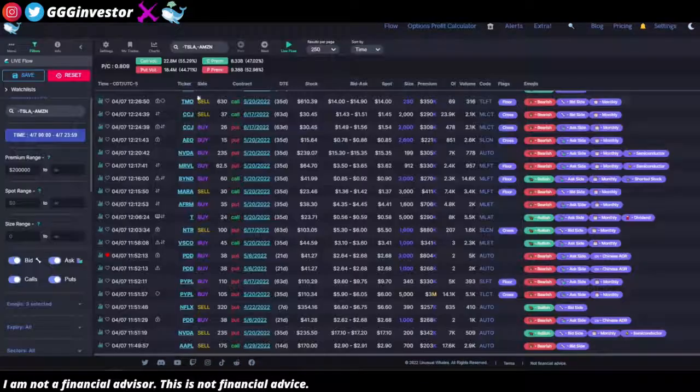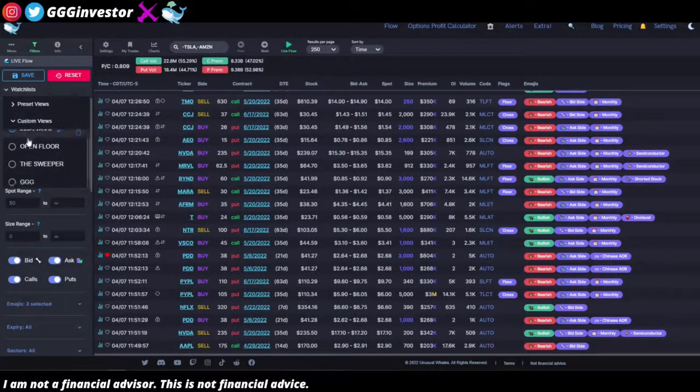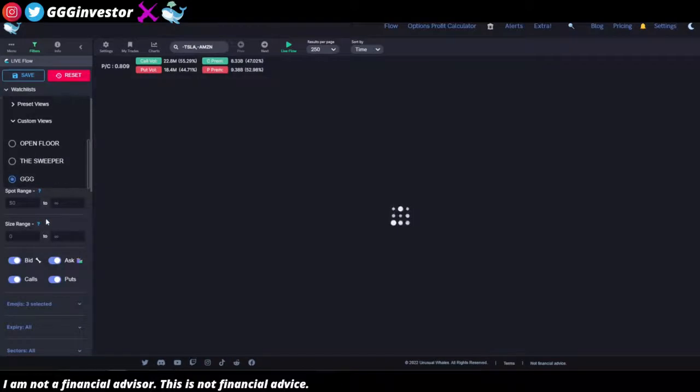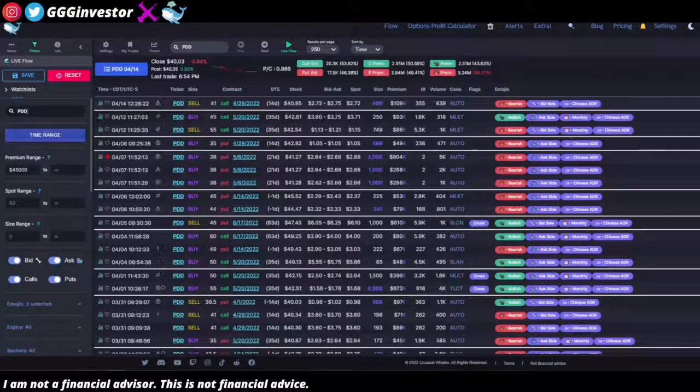I want to go ahead and switch back over to the order flow here, the live flow, and I'm going to apply another filter. This is going to be a more traditional, more casual filter. This one's going to have a premium of around 45,000, and this is going to give us a better idea of a pretty good size order.